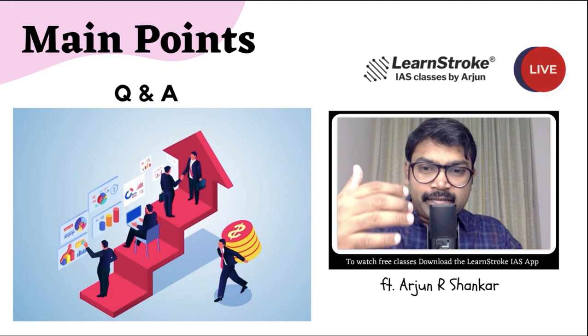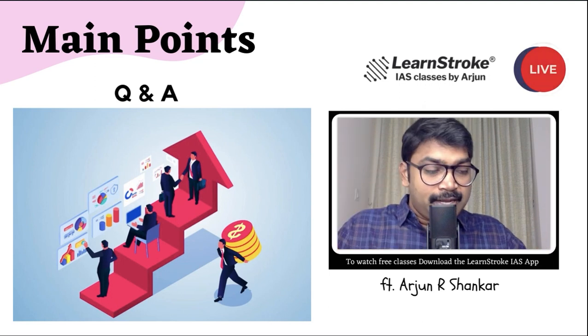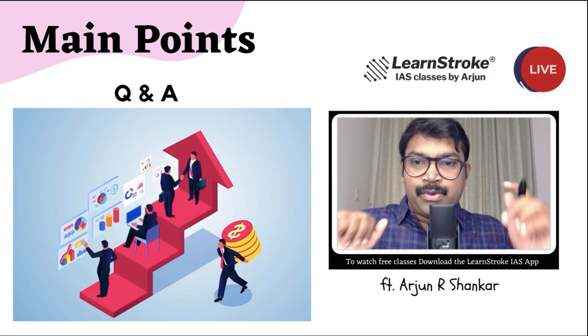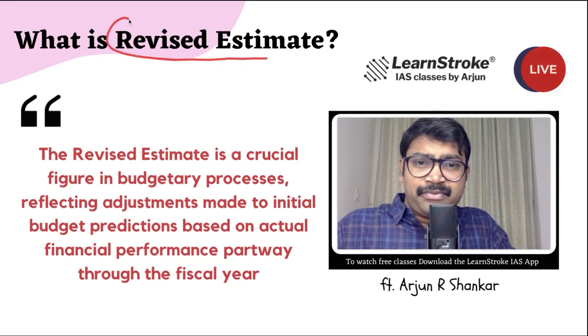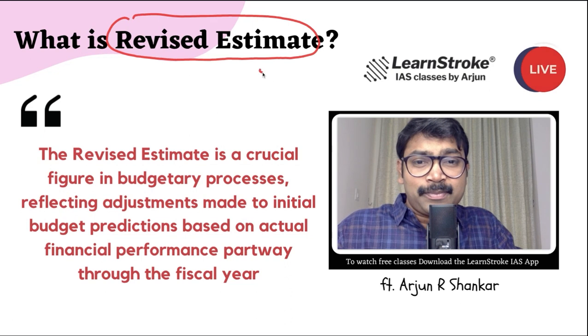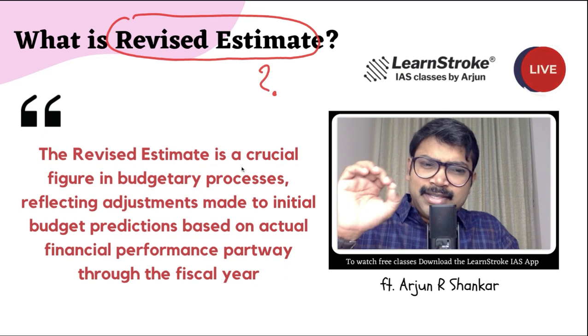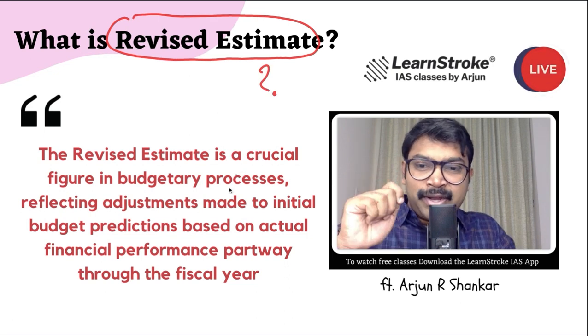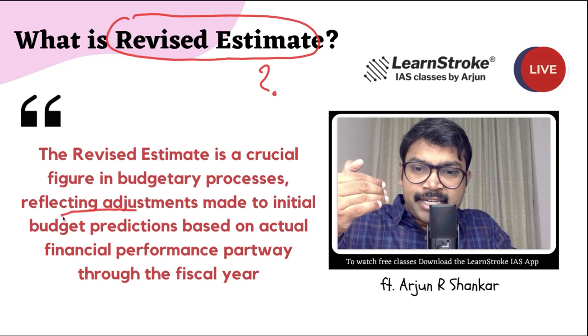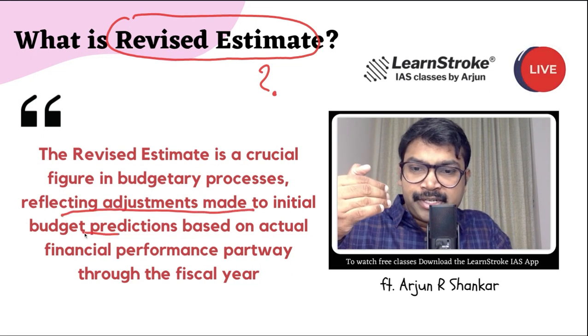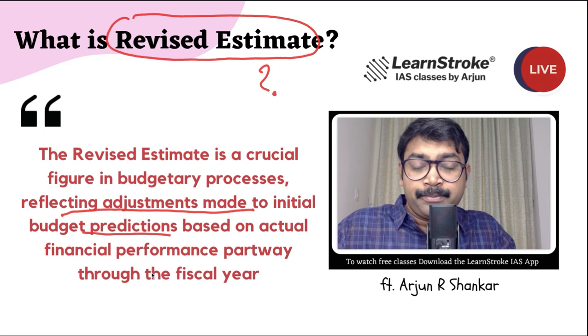And now let's look at the budget. What are the important keywords? And I'll tell you the meaning of that. Okay, let's see. The budget talks about something called a revised estimate. So what is the revised estimate is the first thing. What is the concept of this revised estimate? Simple. Revised estimate is a crucial figure in the budgetary process, reflecting adjustments made to initial budget predictions based on actual financial performance through the financial year.